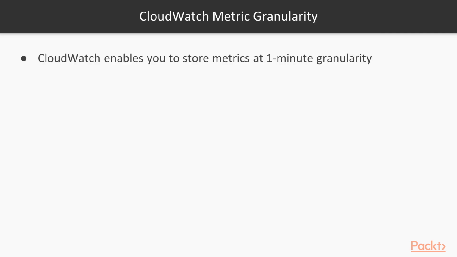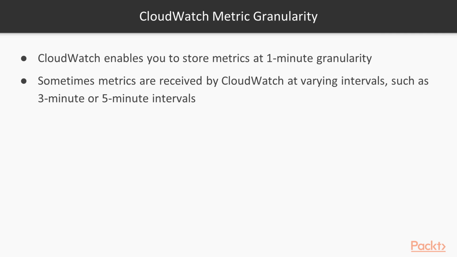Okay, so in addition to metric retention, let's talk about metric granularity. So CloudWatch enables you to store metrics at 1 minute granularity. Sometimes metrics are received by CloudWatch at varying intervals, like 3 minutes or 5 minutes, depending on the AWS service that you're using.